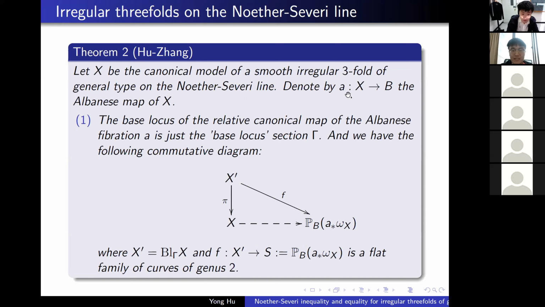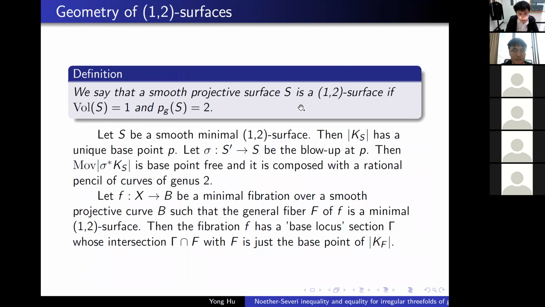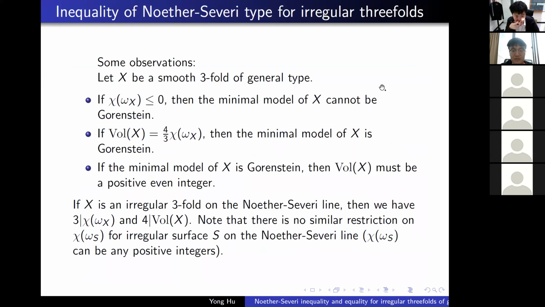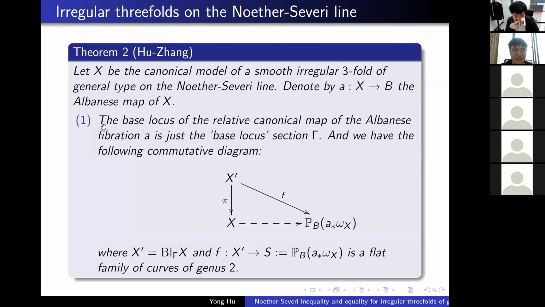Now denote by A from X to B the Albanese map of X. Recall that by our theorem 1, we know that q_X is equal to 1 and the general Albanese fiber is a 1-2 surface. So B is a smooth elliptic curve, and A is a fibration whose general fiber is the 1-2 surface. Our first statement is that the base locus of the relative canonical map of the Albanese fibration A is just the base locus section gamma.